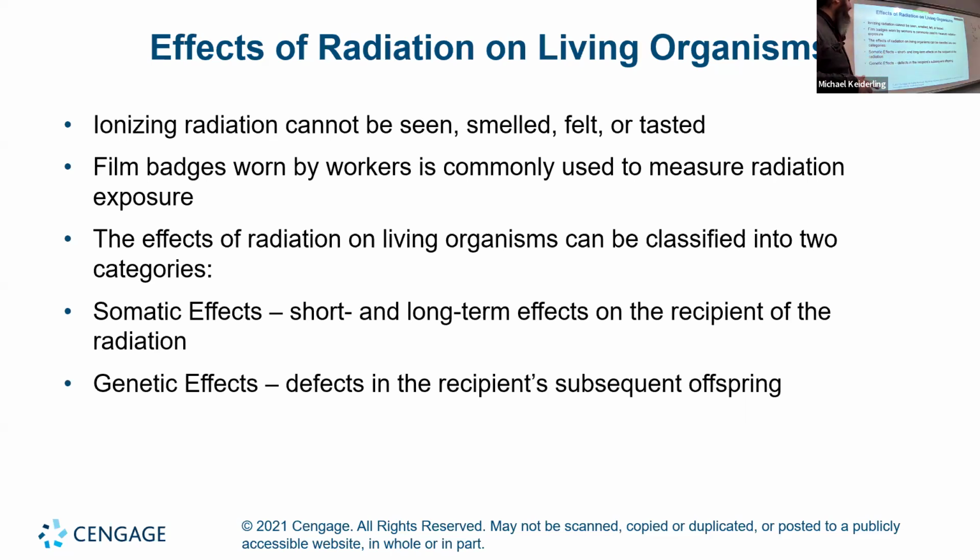And the effects of radiation on living organisms can be classified into 2 categories. Somatic effects, which are short and long-term effects on the recipient of the radiation, the damage caused to you by the radiation, and genetic effects. They're defects in the recipient's subsequent offspring. The radiation can damage the cells that you use to pass on your genetic material, and that can screw up your offspring.